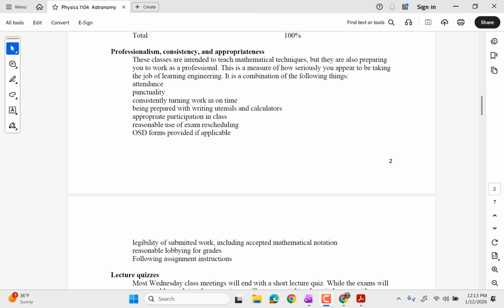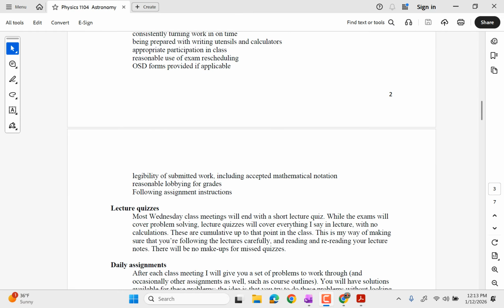If you're using the OSD office, you should be providing me the OSD forms. They should be filled out. All of this is just part of getting in the habit of working with other people, part of a professional degree. The work you submit needs to be legible. I need to be able to follow the arguments that you make in your assignments. When you're lobbying for grades, there's a point where that becomes excessive.